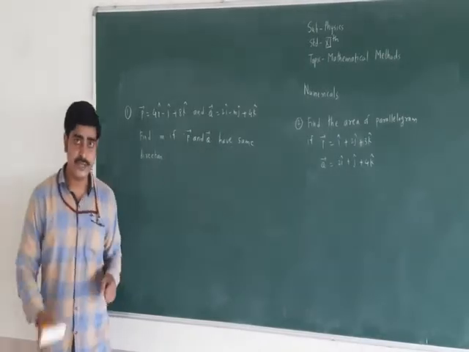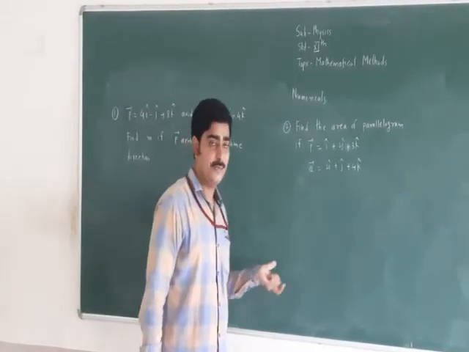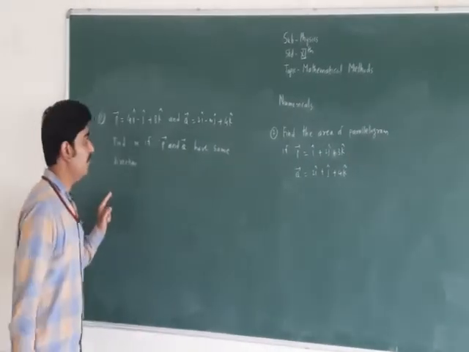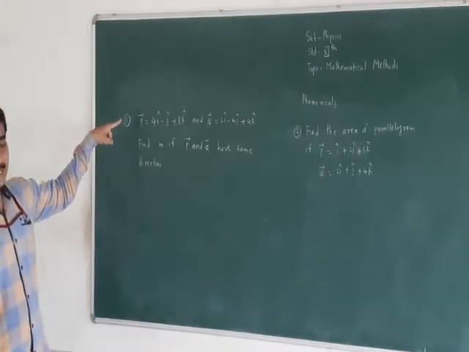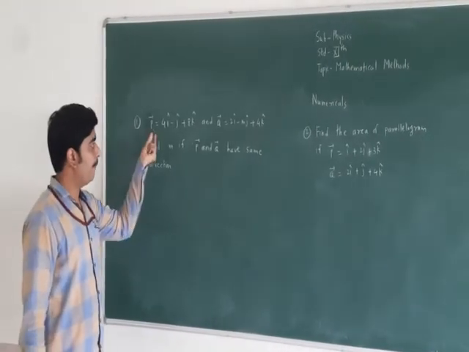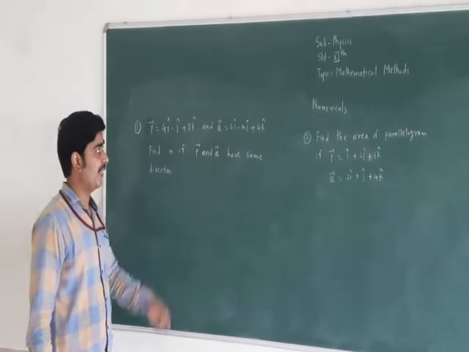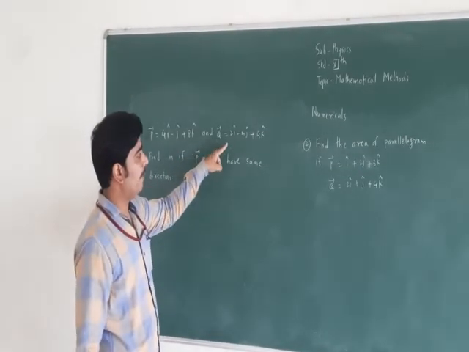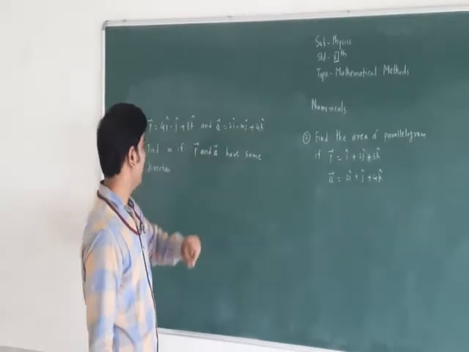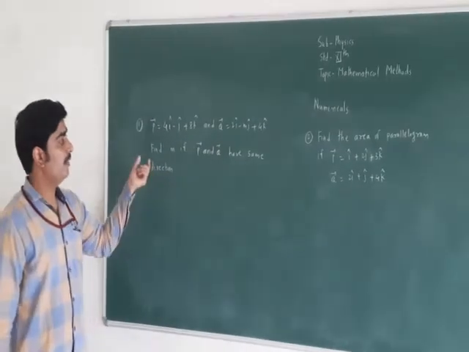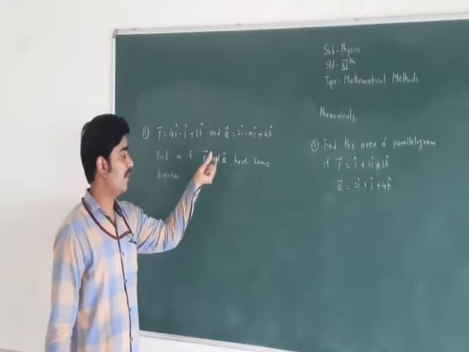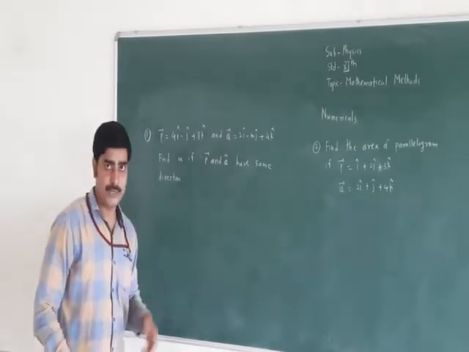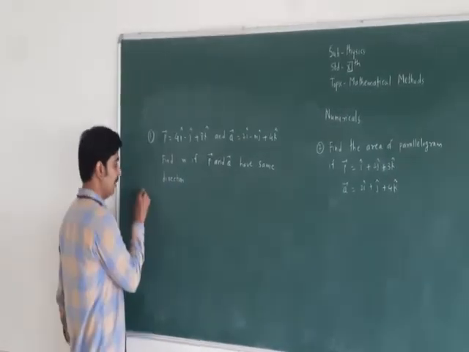Okay friends, today we are going to see the numericals. Here I am going to read the first question. If vector P is equal to 4i cap minus 3j cap plus 8k cap and vector Q is equal to 2i cap minus mj cap plus 4k cap, find m if vector P and vector Q have same direction. Okay, so this is one question.